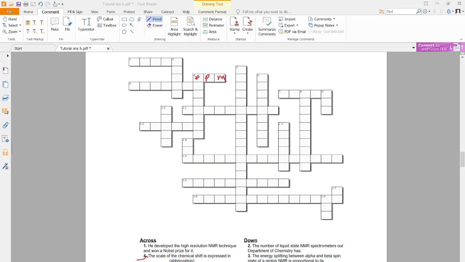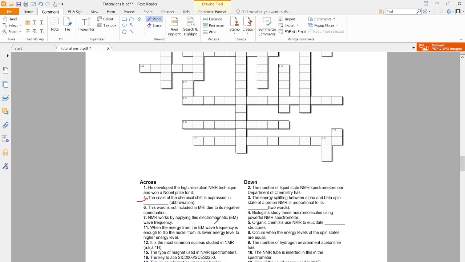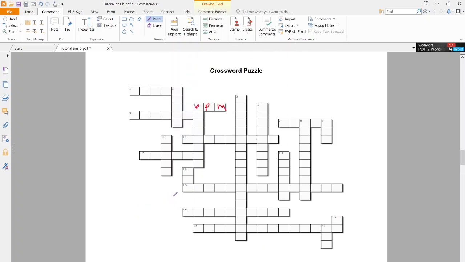All right, then we scale up. This word is not included in MRI due to its negative connotation. Well, we know the answer to that. What is it? Nuclear. People are scared of the word nuclear, so you don't want to have that in the MRI.